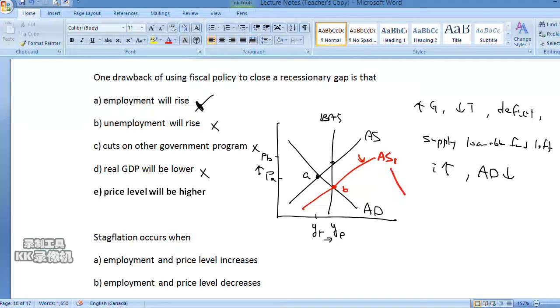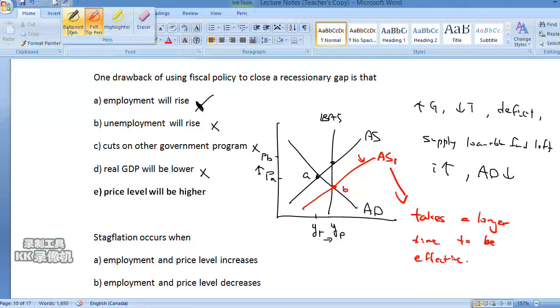However, shifting the AS curve will take a longer time to be effective. So the answer here is E.